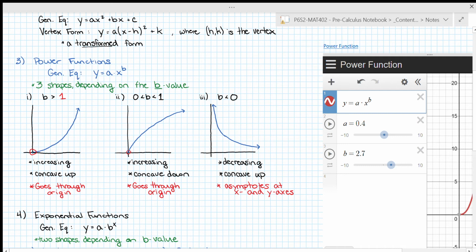And then when you switch into the negatives, when you go less than 0, it completely inverts. It's this decreasing, concave up function that has asymptotes. It never actually crosses the y-axis at all, and there's an asymptote on the x-axis there.